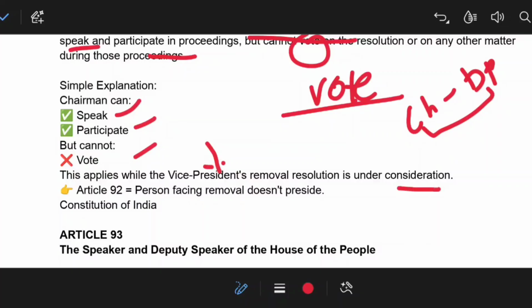So Article 92 is about how the person facing removal will not preside over the Rajya Sabha, and this is provided under the Constitution of India. This was Article 92. Article 91 was about who will preside when the chairman and deputy chairman are both absent, and there are two conditions: the first is decided by the president and the second is decided by the house.